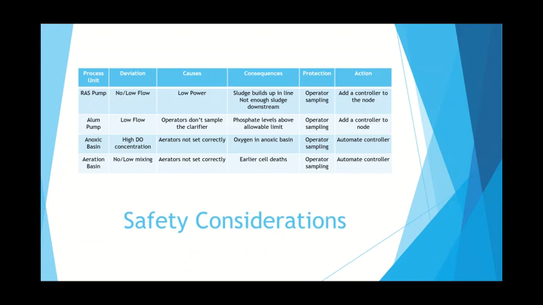There is also the potential to cause a backup in the clarifier line, which will reduce the efficiency of the unit. The alum pump regulates the phosphorus level entering the secondary clarifier. If not enough alum is added to the water before the clarifier, phosphorus can remain in the clarifier effluent and lead to problems in downstream units.